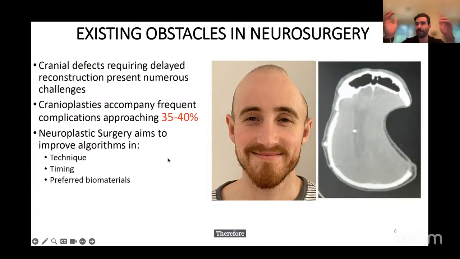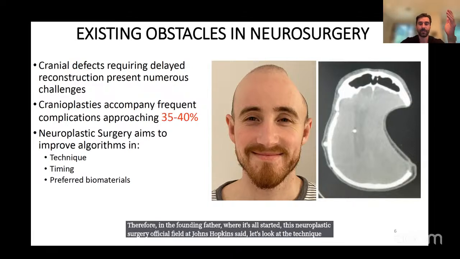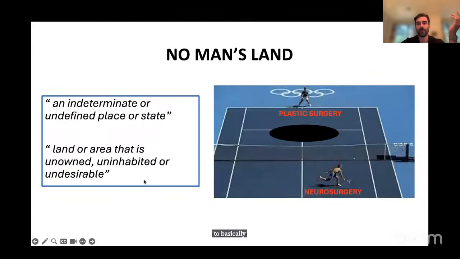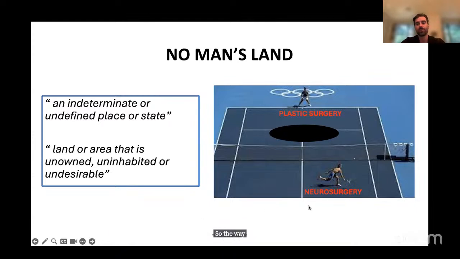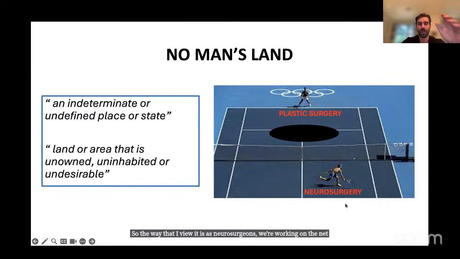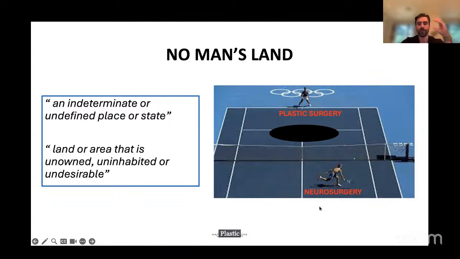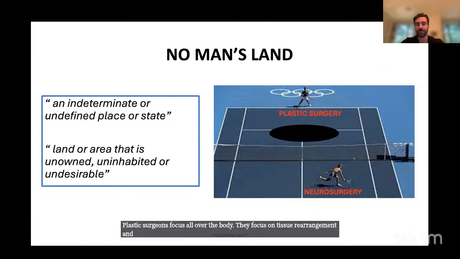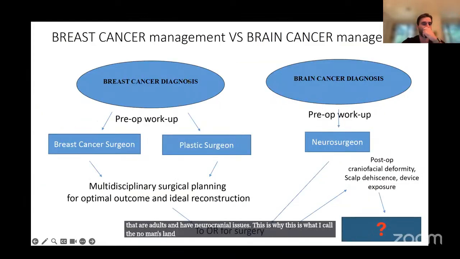Therefore, the founding father, where it all started, this neuroplastic surgery official field at Johns Hopkins, said, let's look at the technique, timing, and materials to basically understand how we can get better outcomes. Now, why is neuroplastic surgery so unique? Why are there such high complication rates when it comes to cranioplasties? So the way that I view it is, as neurosurgeons, we're working on the brain. We focus our research efforts on the brain, blood vessels, trauma, ICU. Plastic surgeons focus all over the body. They focus on tissue rearrangement and free flaps, but there is no dedicated person or field for those patients that are adult and have neurocranial issues. This is what I call the no man's land that we try to focus on.